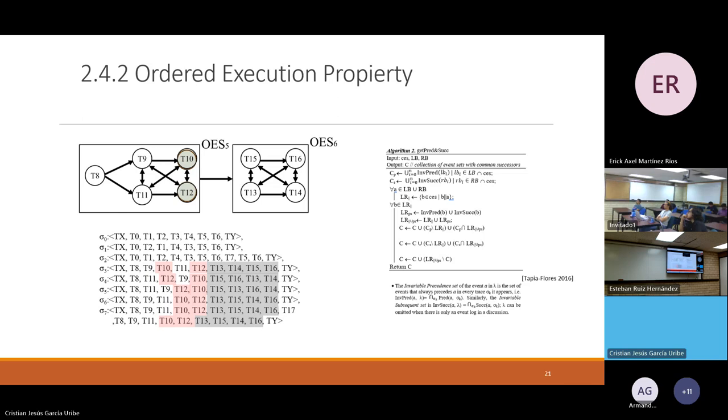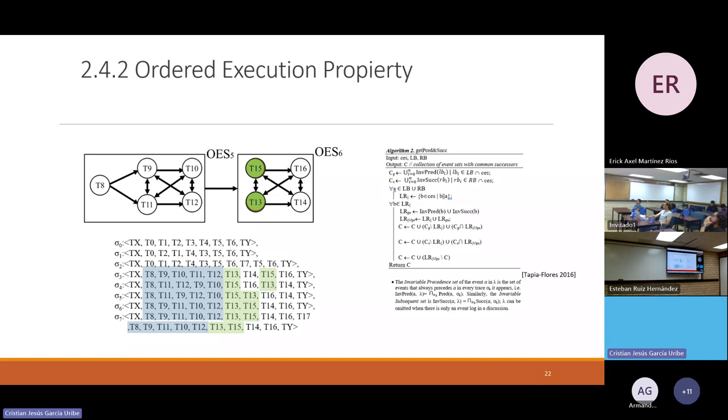First, we can observe in the initial record that the trailing edge sets T10 and T12 are concurrent and are always observed before the sets T13, T14, T15, and T16, belonging to the same event set. On the other hand, it is observed that the border events T13 and T15 are always observed after the set of T8 to T12, resulting in a refinement of this CES.